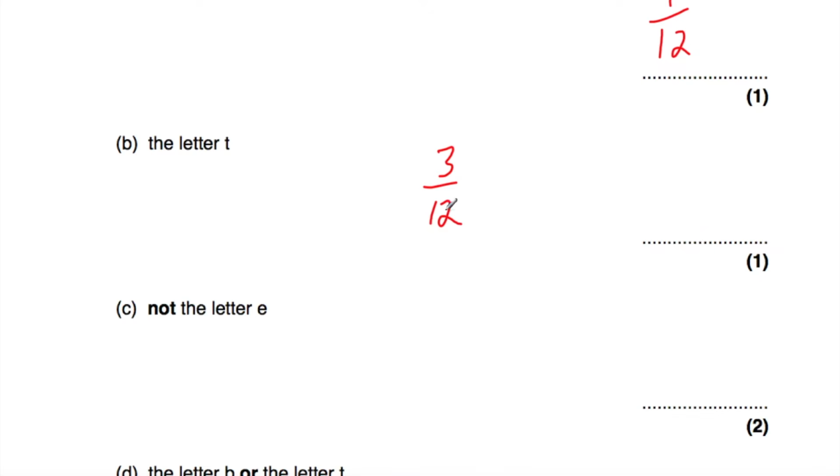Now here, 3/12, that can be cancelled down. Both the numerator and denominator are divisible by 3, so that would be 1/4. And again, you don't need to cancel it down here. It doesn't tell us we had to do it in the question, but I would tend to do it if I can.